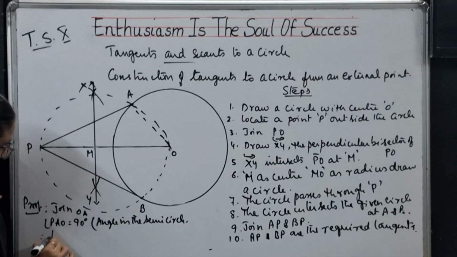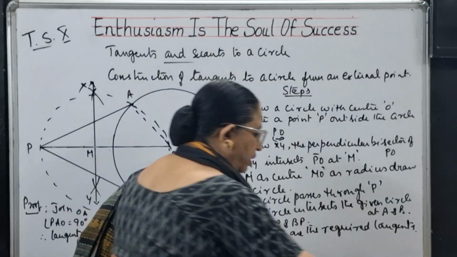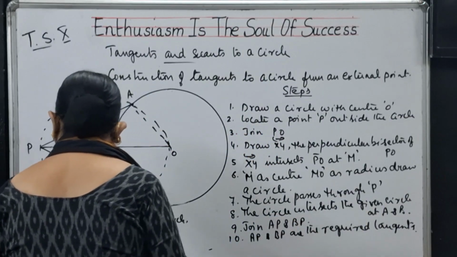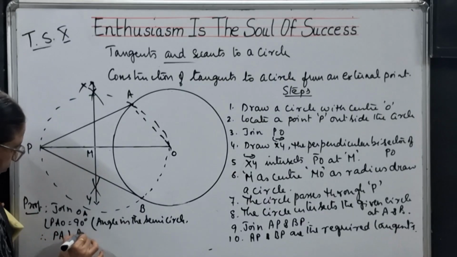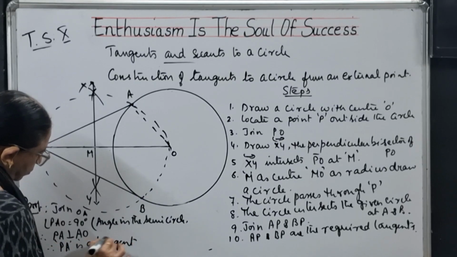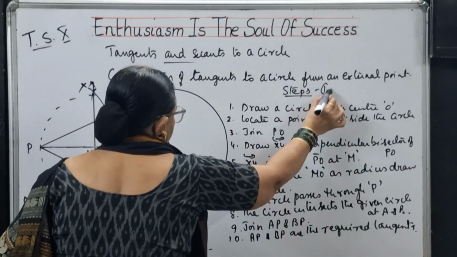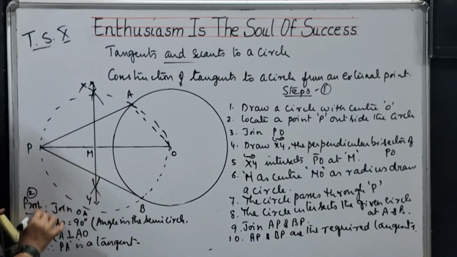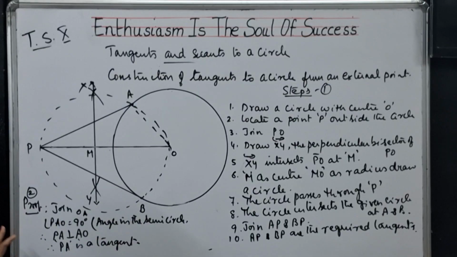Therefore, PA is perpendicular to AO. Therefore, PA is a tangent. So this is the proof, children. First you write these steps and then you write the proof afterwards. After writing the steps, if you write the proof, the proof will give you a clear-cut understanding that yes, we have drawn it correctly.